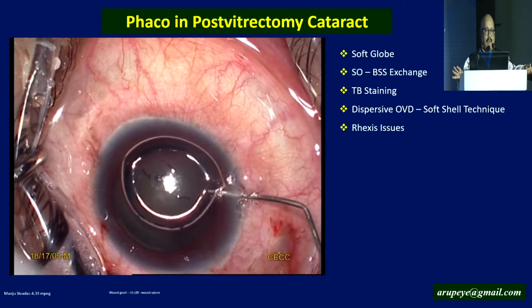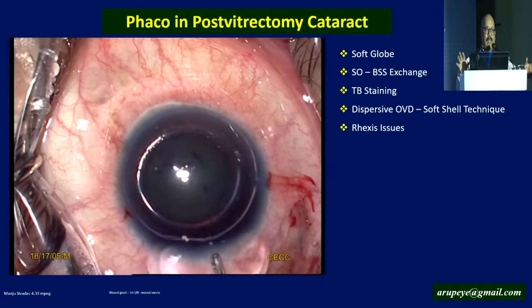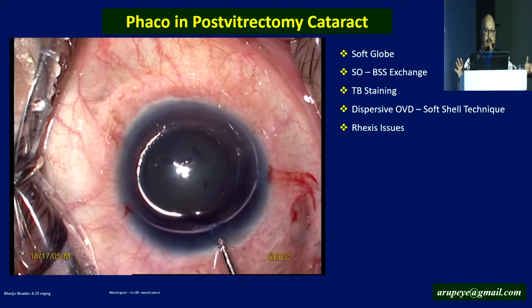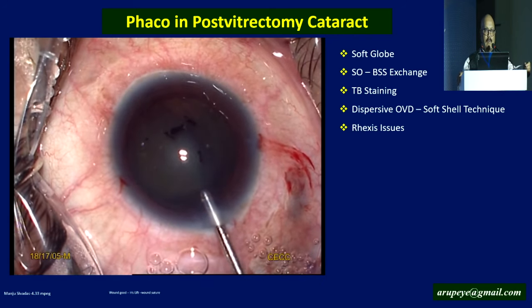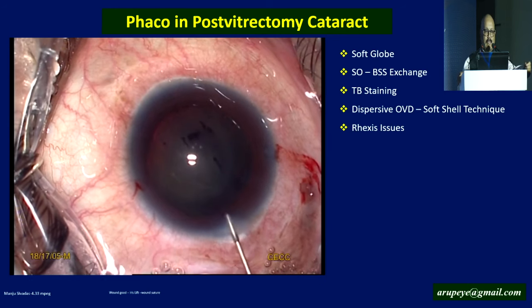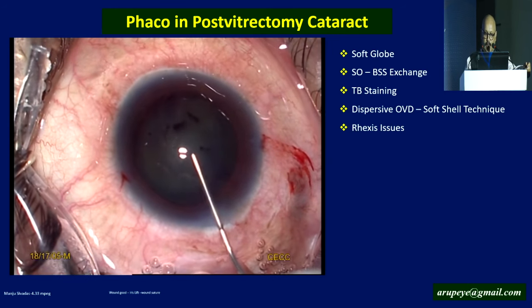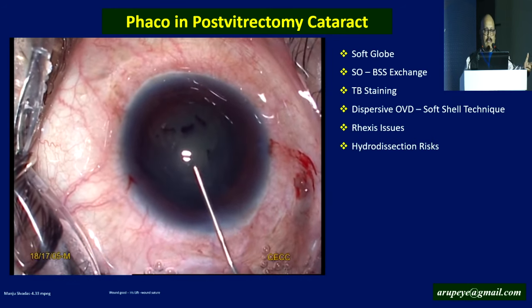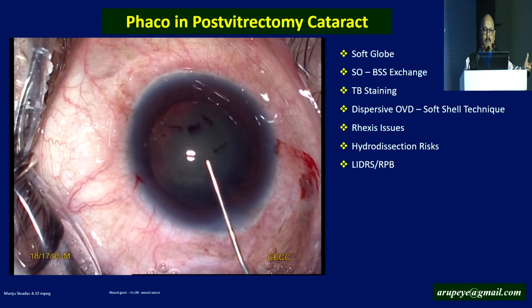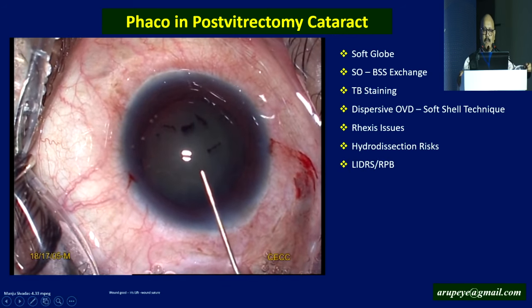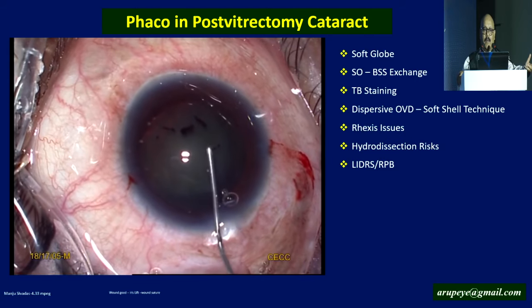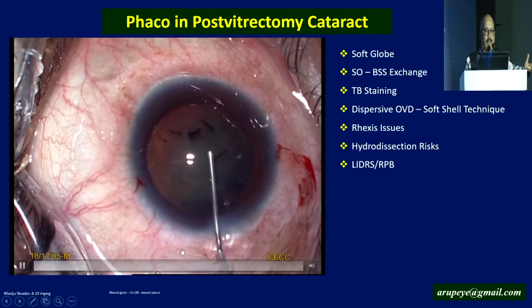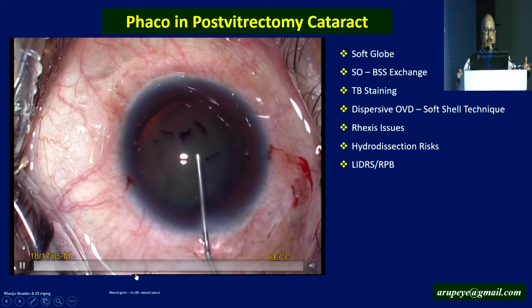It is, I think, a must for these cases, because if you encounter a capsulotic fibrotic plaque or some difficulties, then you need good visibility to ensure the subsequent steps are done properly. I've already told you about the hydrodissection risks, and there is a way of taking care of lens iris diaphragm retroversion syndrome. Here, the soft shell technique is again employed. This is something which I cannot overemphasize.